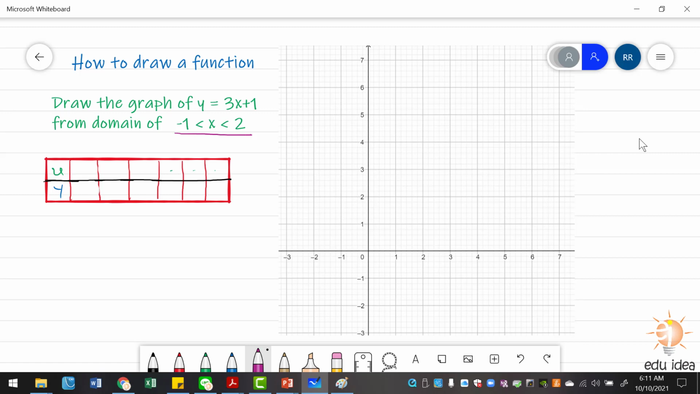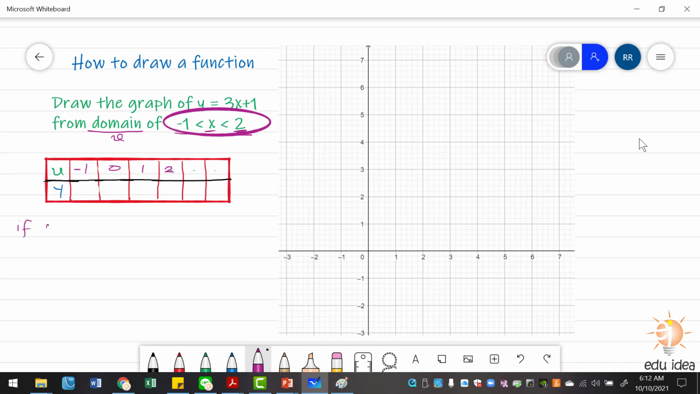In here, guys, be very careful that it says domain. So remember that domain is represented by the x value. So these are the x. Okay, let's start from minus 1. So we can plot the x first, like minus 1 and then 0 and then 1 and then 2. Do the same thing like before.